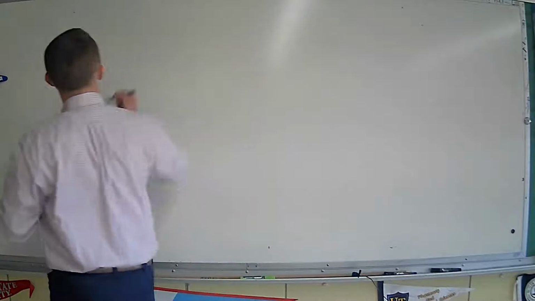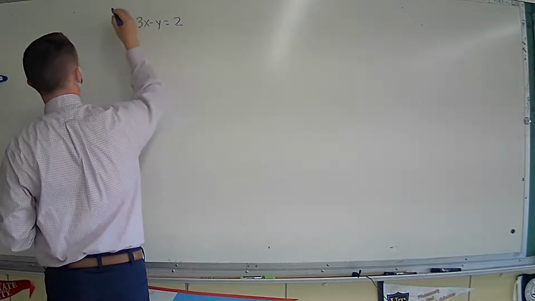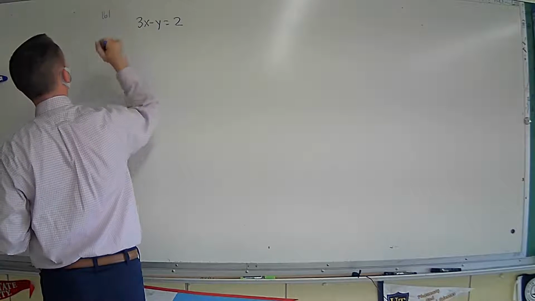So do we have questions about that? Questions about the homework? Yeah? 161. It's 3x minus y equals 2, and it's asking to convert it to polar. 3x minus y equals 2, and then it says convert that to polar. So convert that to polar. Is that what you want us to do?